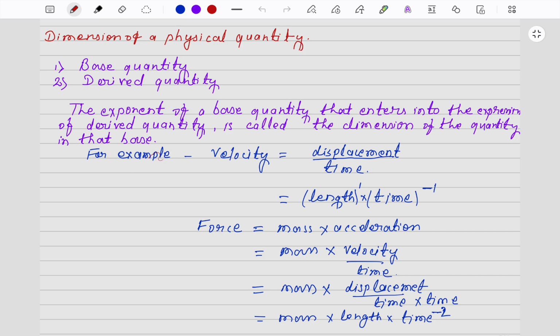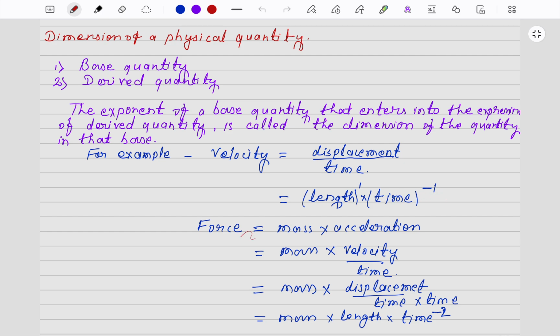For example, we can write velocity is equal to displacement by time. So in the form of base quantities, displacement is equal to length, and time is time. So we can say that the dimension of length in velocity is 1, and the dimension of time in velocity is minus 1.